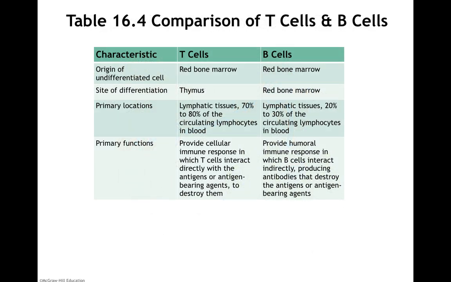T cells and B cells both originate in red bone marrow. T cells differentiate in the thymus, B cells in the red bone marrow. In the blood, it's 70% T cells and 30% B cells. T cells provide cellular immune responses, but they're also very important for getting humoral immune responses going. B cells provide the humoral immune response. They produce the antibodies.